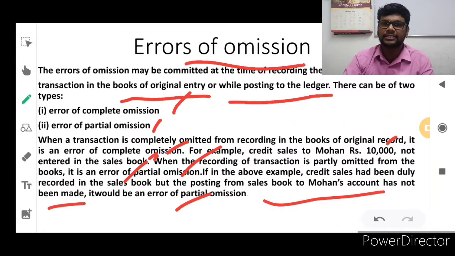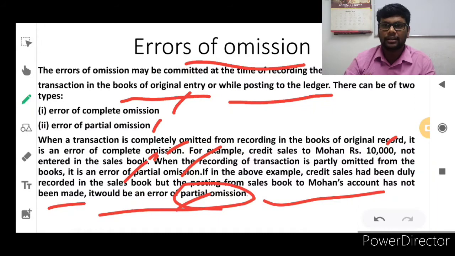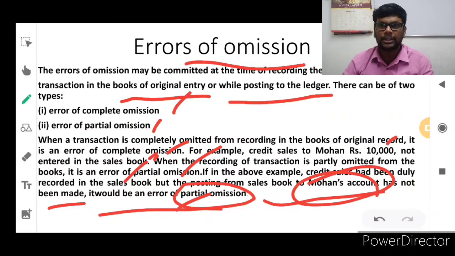It is a credit sale. We fail to record it. It would be an error of partial omission. How will it be treated as partial omission? Because it is entered in the sales book, but that same transaction fails to be entered in Mohan's account. Every debit has its corresponding credit. So this would be debited to Mohan's account, isn't it? So Mohan is responsible to pay 10,000 rupees to us.